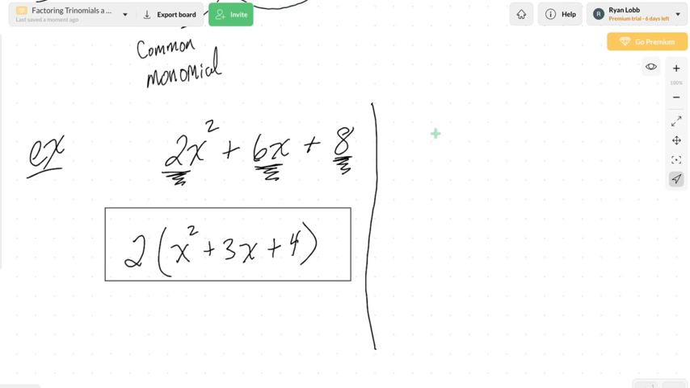So there's that one. Let's look at this one here. Let's do a negative 3x squared minus 12x and plus 15.